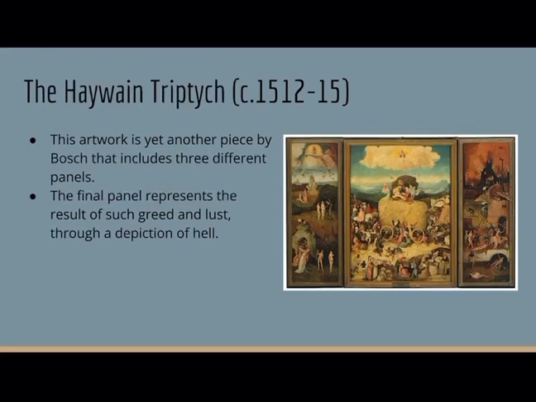Next is the Hay Wain Triptych. This artwork is yet another piece by Bosch that includes 3 different panels. The left panel shows God as he gives form to Eve. There's quite a narrative going on within this panel, where God creates Eve from the rib of Adam, and then Adam and Eve go to the serpent, where the serpent offers them an apple. In the lower part of this panel, the angels force Adam and Eve out of the Garden of Eden.